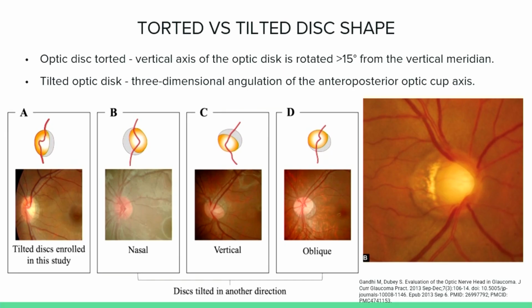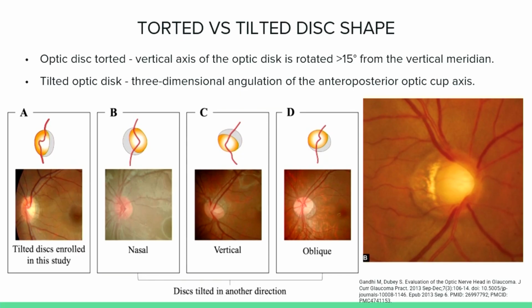Now, torted versus tilted disc shape. An optic disc is torted when the vertical axis of the optic disc is rotated more than 15 degrees from the vertical meridian. However, an optic disc is called tilted when there is three-dimensional angulation of the anterior-posterior optic curve. Now here are examples of tilted disc.